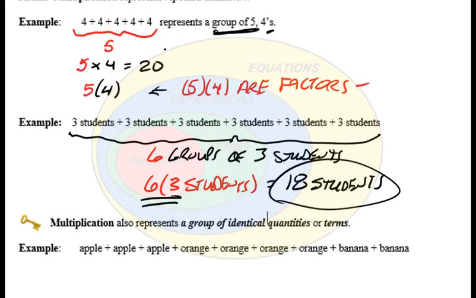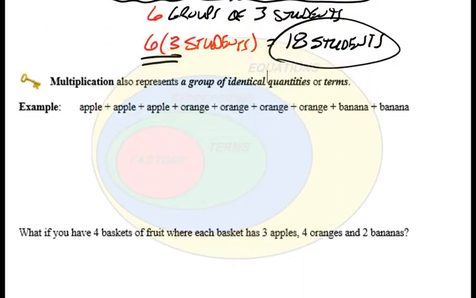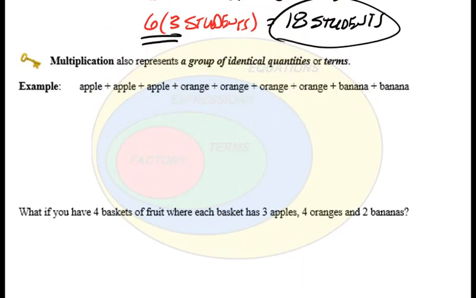In the next example, we'll do the same thing. What happens if we have groups that are not alike? How do we represent it with multiplication? This is the first part. I've got apples and oranges and bananas, and I'm adding these all up. Well, we could group the 3 apples together. So I have 3 apples, so maybe we could write 3 times apple to represent those 3 apples.